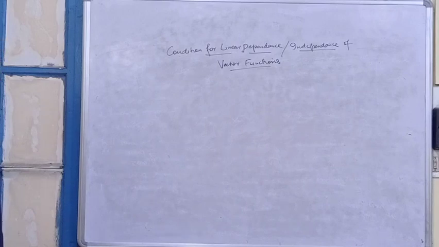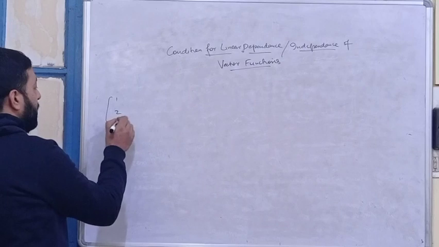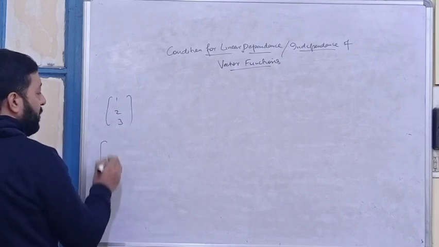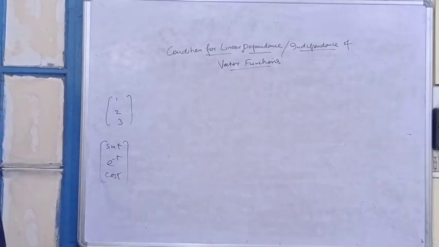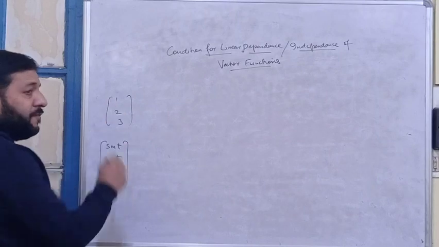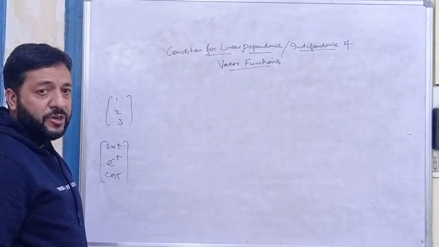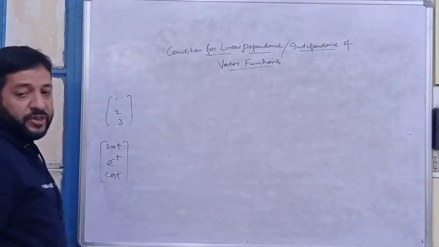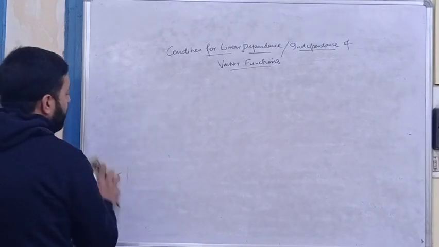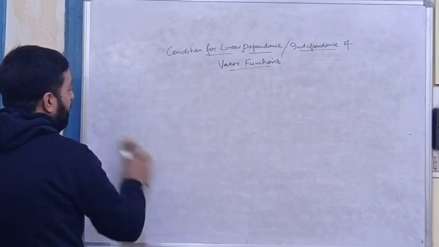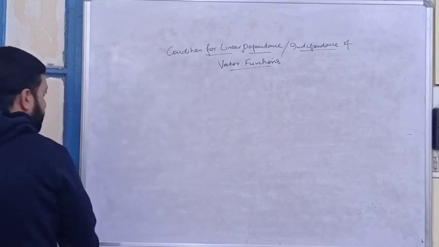Are you getting me? Yes sir. So you have a vector whose components are not constants. It's not like 1, 2, 3. They are actually functions of time. You may have something like sine of t, e to the power minus t, cos of t. So the components of the vectors are not constants; they are functions of time. Those are known as vector functions. So we have to state the condition for linear dependence and independence of vector functions.